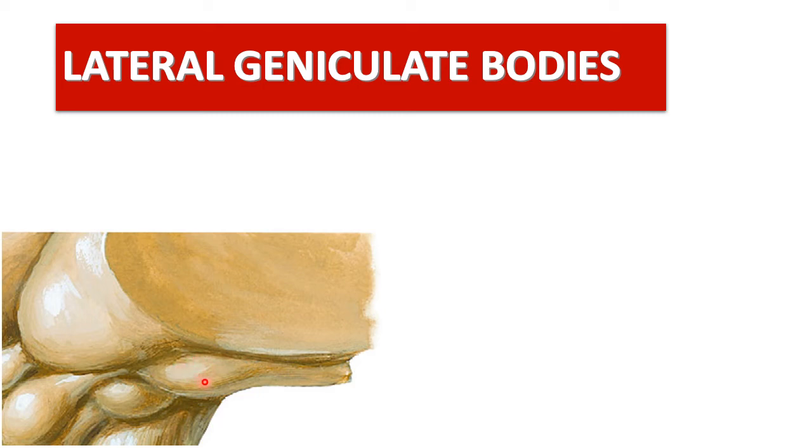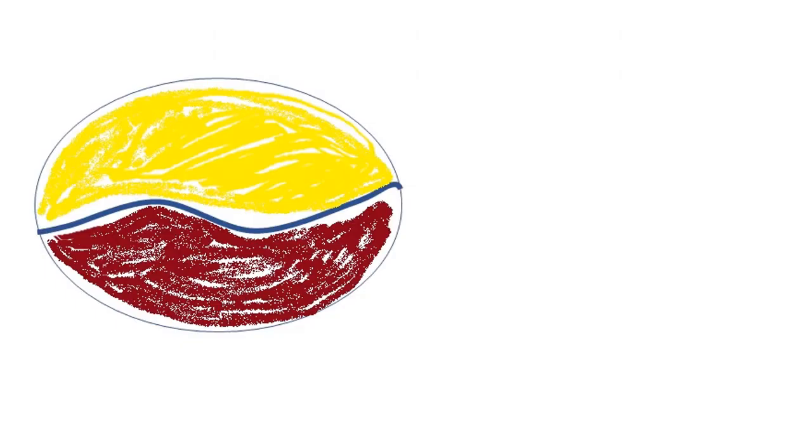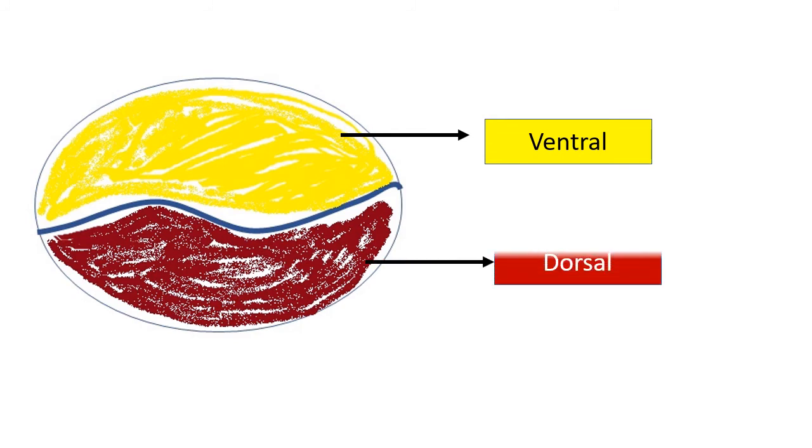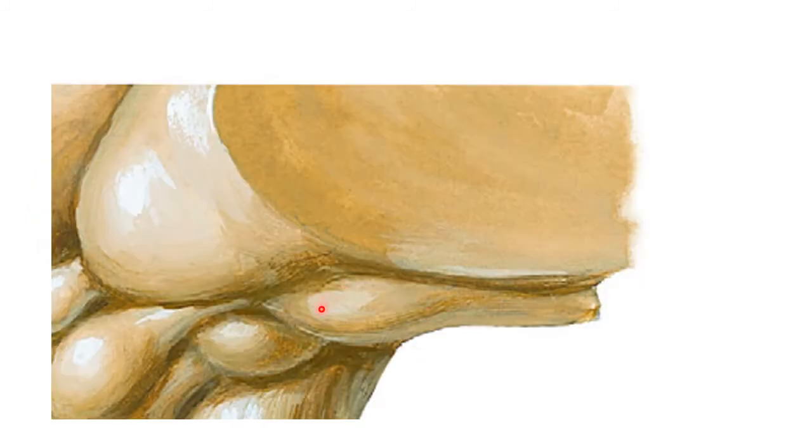This elevation is going to divide into two parts. Let me show you clearly one by one. So this is the lateral geniculate body, and it is also going to divide into two parts, anterior part and posterior part. Strictly speaking, this lateral geniculate body is projecting anteromedially. This is the anterior part, or ventral part, and this is the posterior part, or dorsal part. The ventral part is projecting anteromedially, and the dorsal part is projecting posterolaterally.